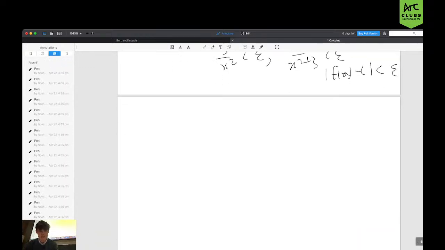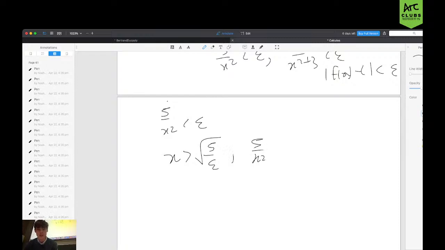So what we can do is we have this inequality here. We have 5 on x squared is less than epsilon. Again, the question is, for what x values is this true? Well, we can just rearrange a little bit and see that wherever x is larger than the square root of 5 on epsilon, it is true that 5 on x squared is less than epsilon, and therefore it's also true that the distance between the function and the limit is less than epsilon as we require, right?